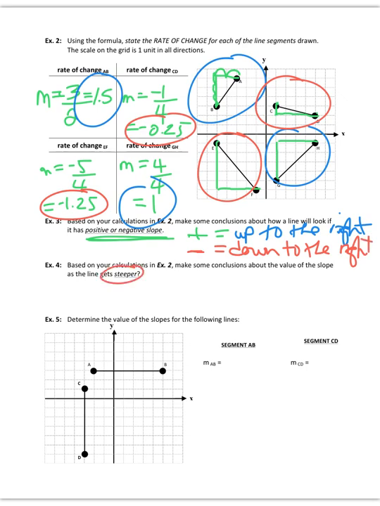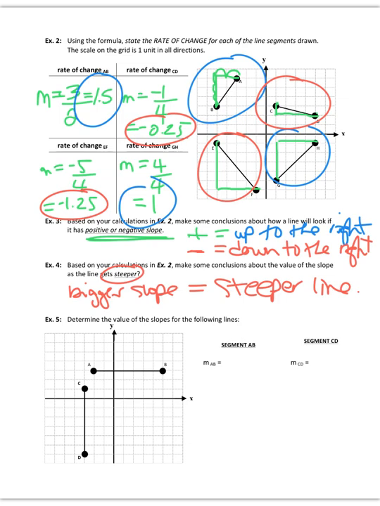Okay, then we're going to talk about which ones are steeper. So the ones that had the bigger slope. So bigger slope equals steeper line. Okay. The last two we have here is we're looking for the slopes of these two lines.